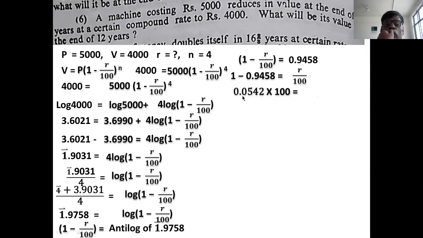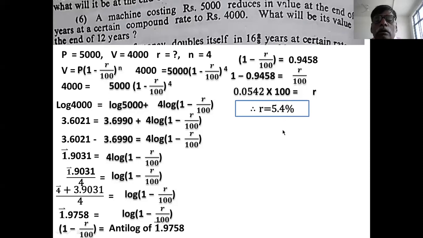So 0.0542 into 100 is equal to r. You take this 100 to this side. So r is 5.4% nearly. Okay. Now you calculate what will be the value at the end of 12 years.